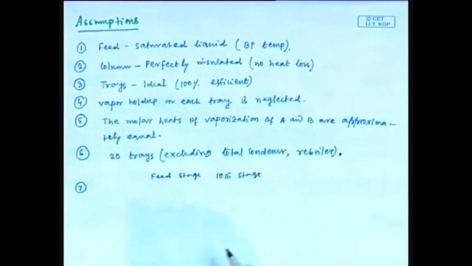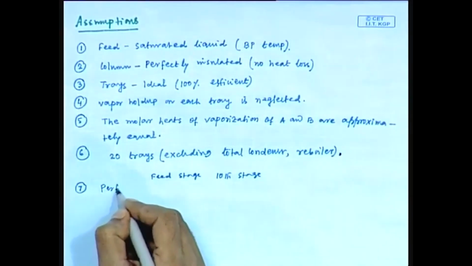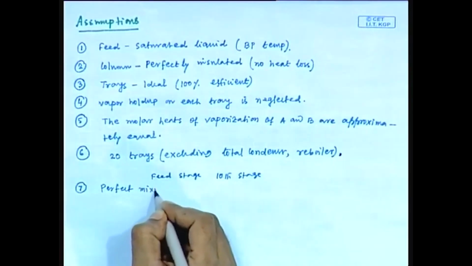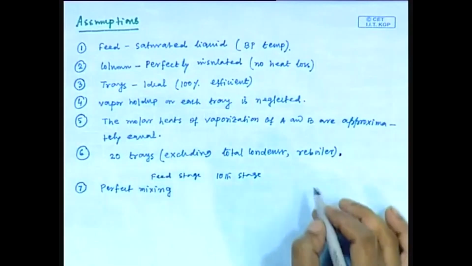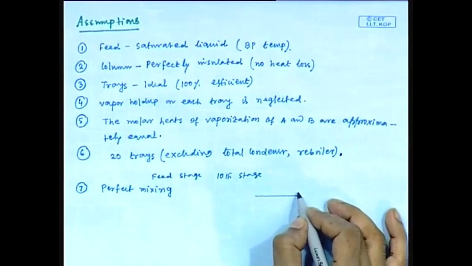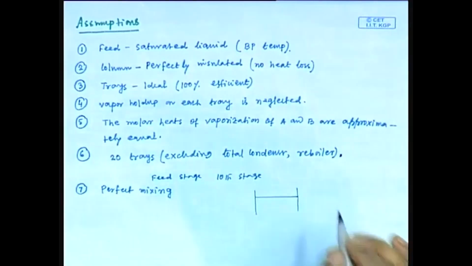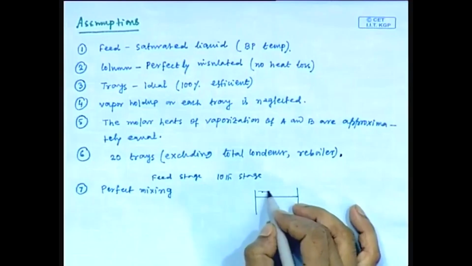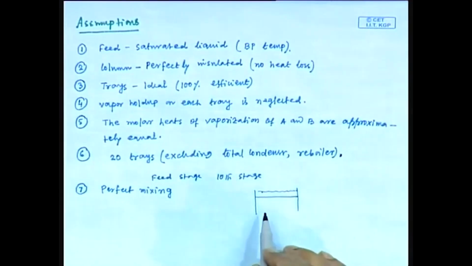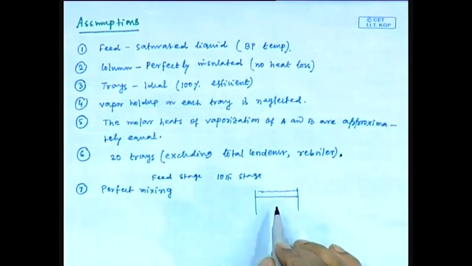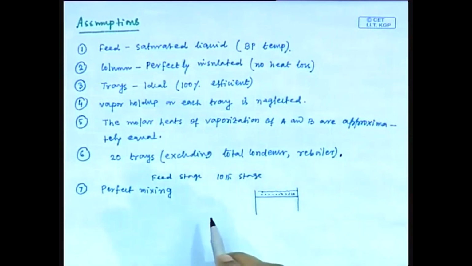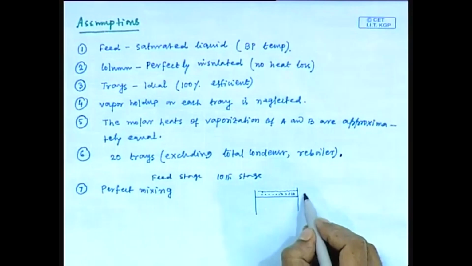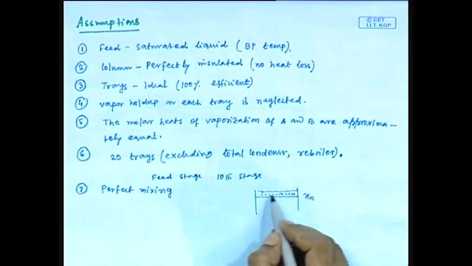Seventh assumption is perfect mixing on each stage. That means, if this is a tray, and this is the liquid stream, if we consider perfect mixing on each tray, then the composition of the liquid everywhere is the same. I mean, if we represent the composition as Xn, that is identical everywhere on this stage.